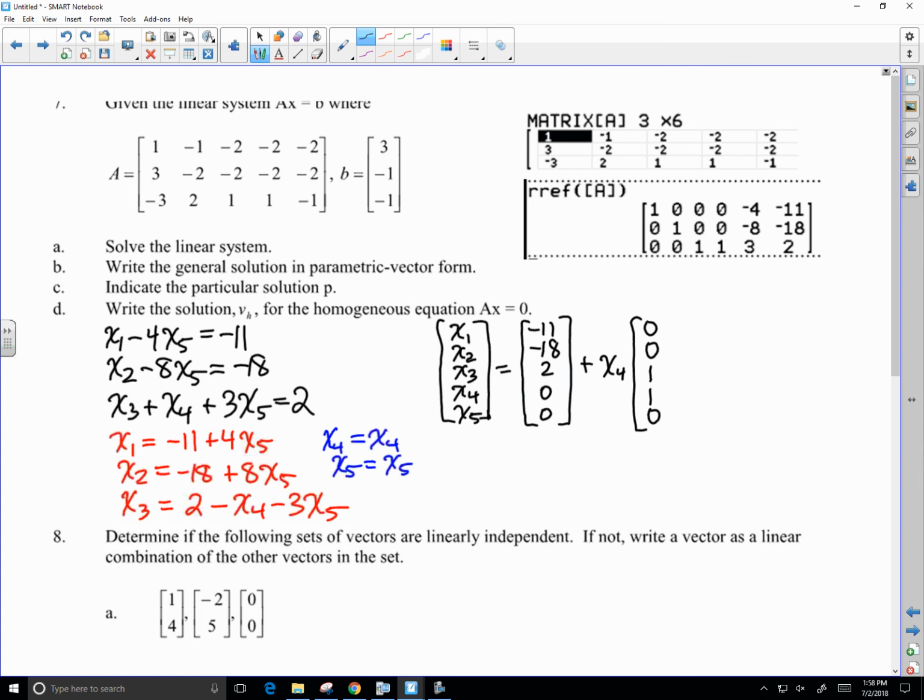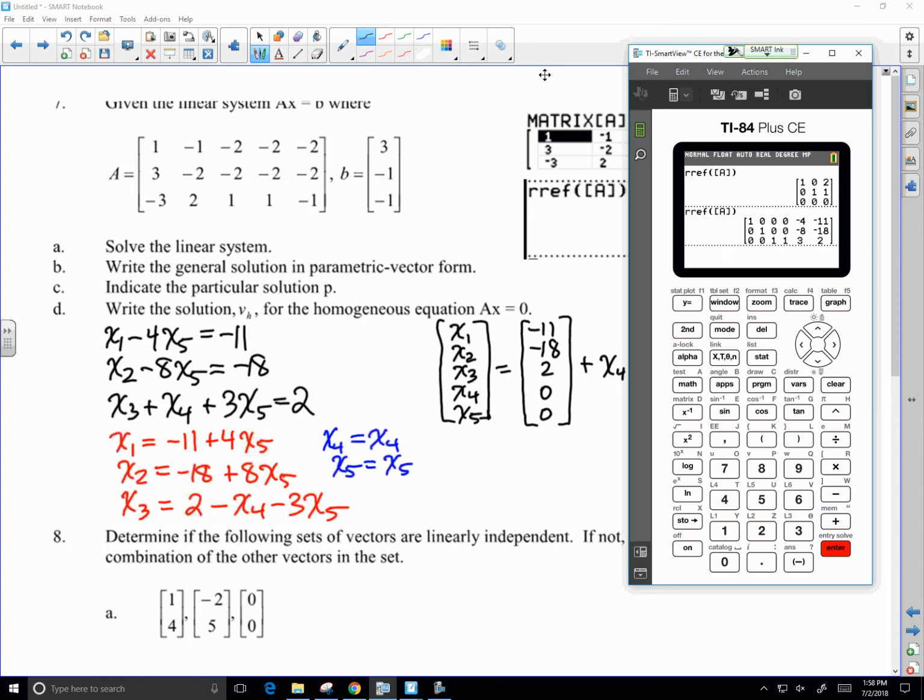Negative 1. Zero, zero, negative 1, 1, 0. And then x sub 5. We have a 4. We have an 8. We have a negative 3. We have a 0. And we have a 1. All right. So we need the particular solution P and the V sub H.